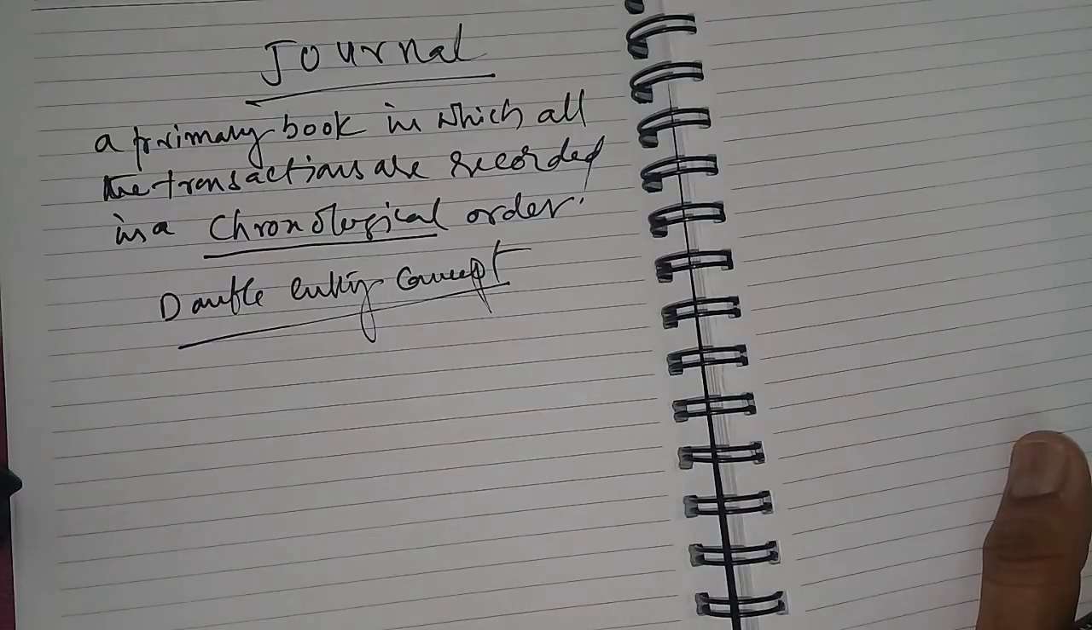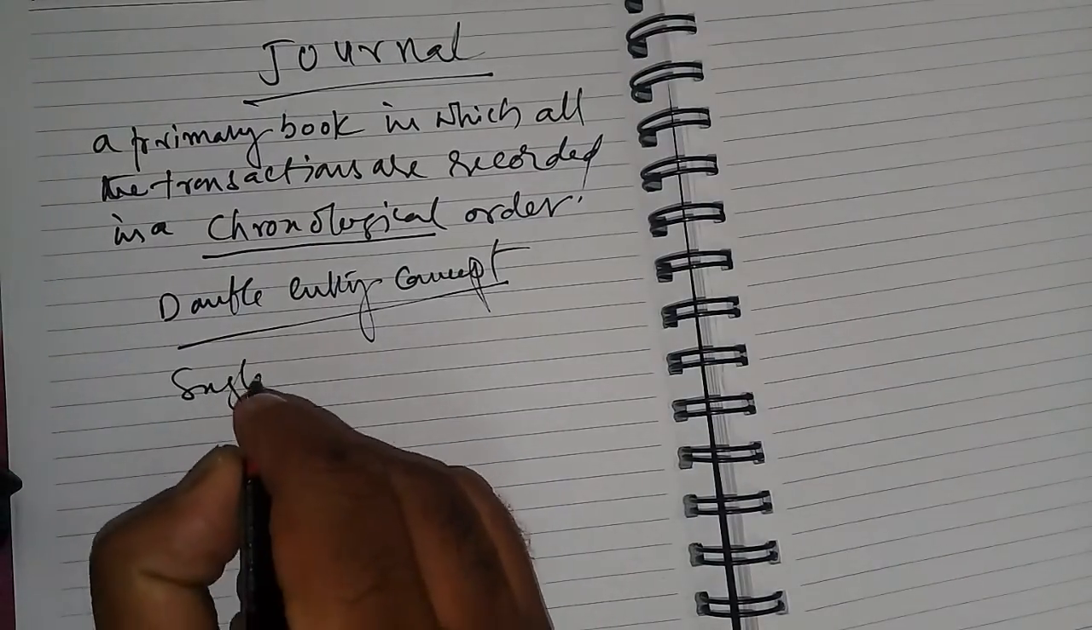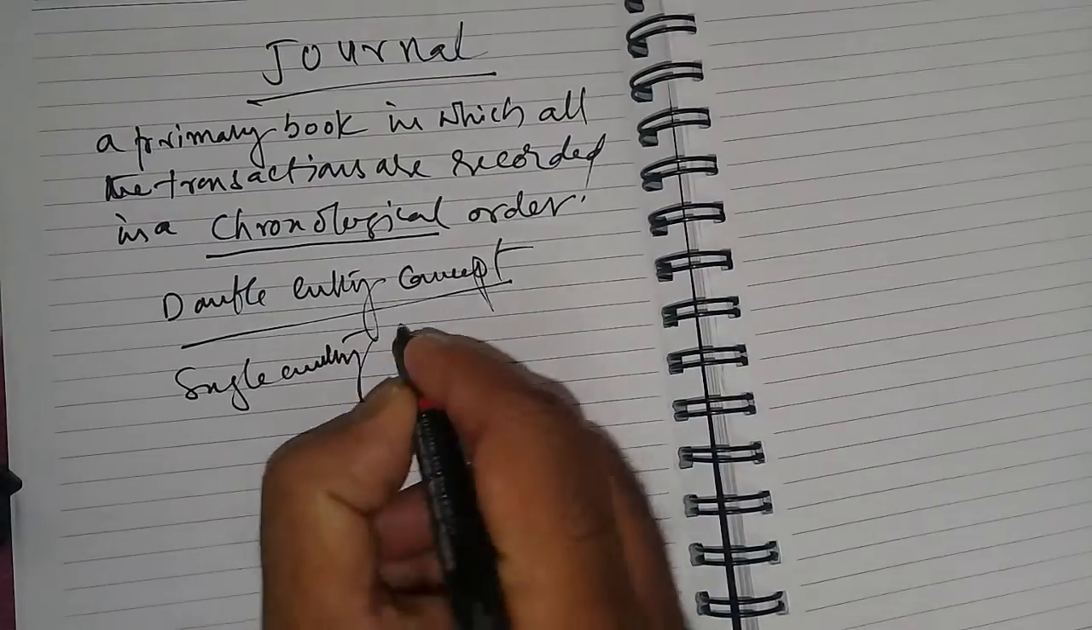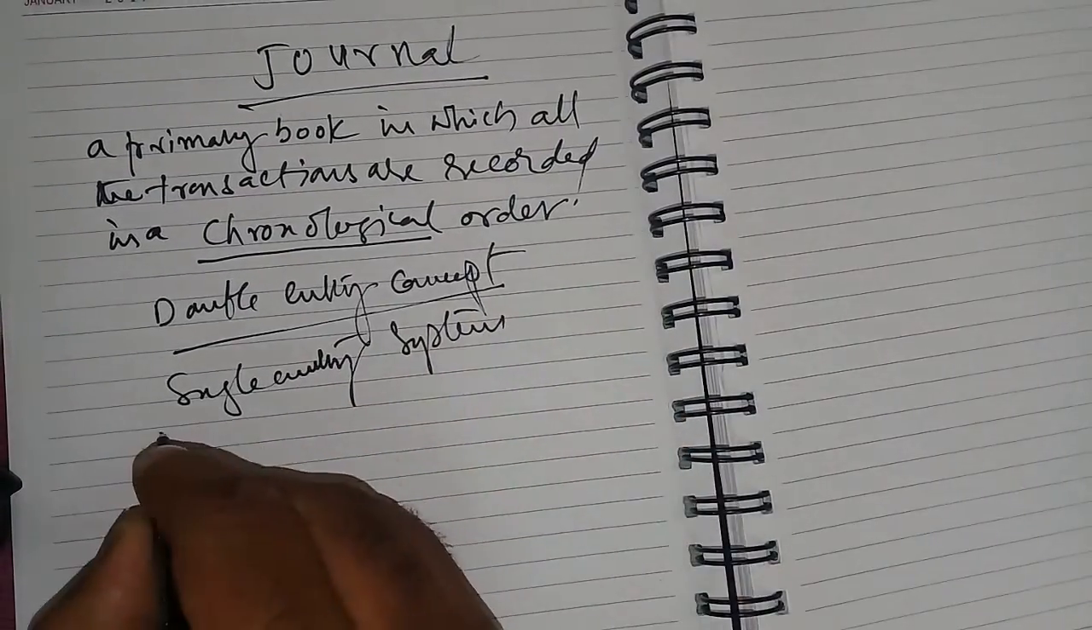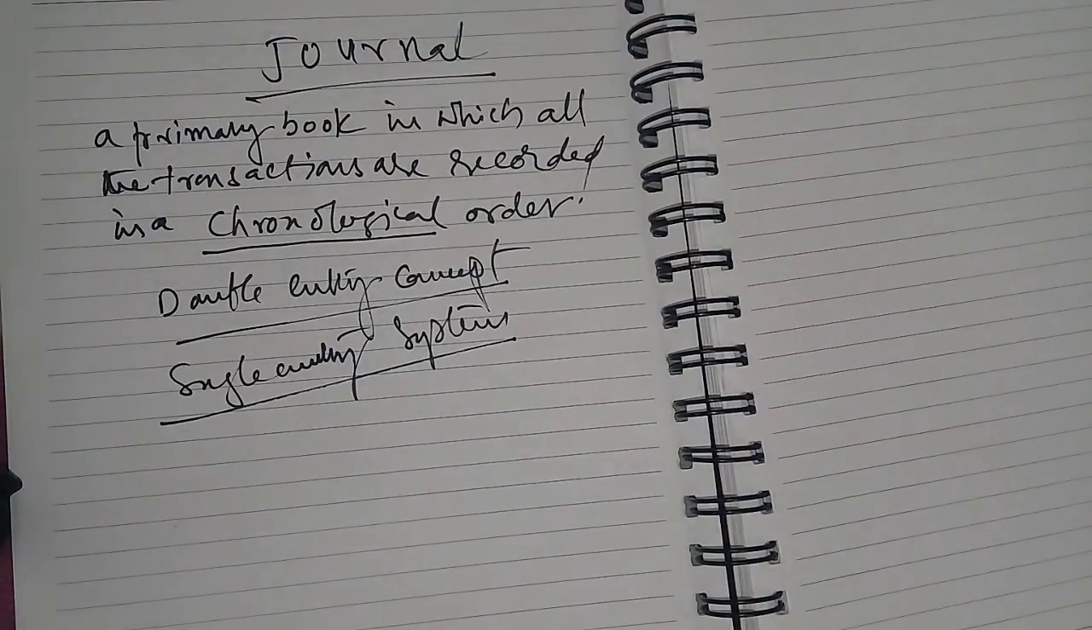So what do you mean by single entry system? Single entry system refers to only recording one element of the transaction, that is cash is coming in or cash is going out. Why it is coming in, why it is going out, that will not be recorded in the single entry system. But we are concerned with not single entry, we are concerned with double entry. So we are using double entry concept for recording the transactions. Clear?